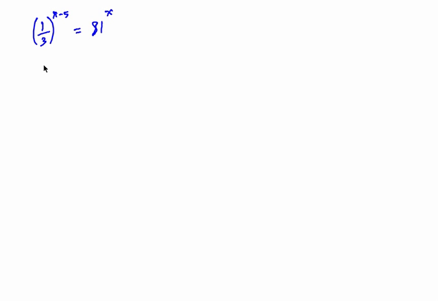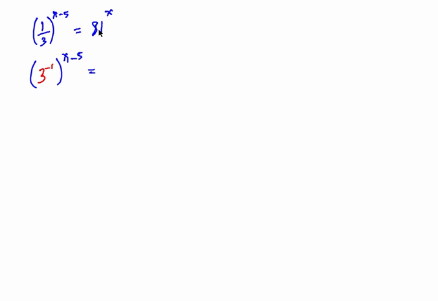Alright, what we have here is question 11 from the Chapter 7 Advanced Algebra Review Packet. This question is asking us to simplify an exponential equation where you have different bases. On the left-hand side we have a base of 1/3, on the right-hand side a base of 81. What I'm going to do first is rewrite that 1/3 to be a base of 3. So 3 to the negative 1 is 1/3.